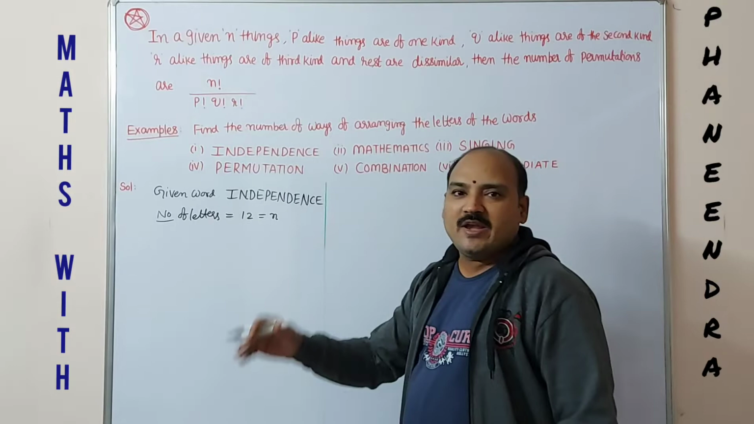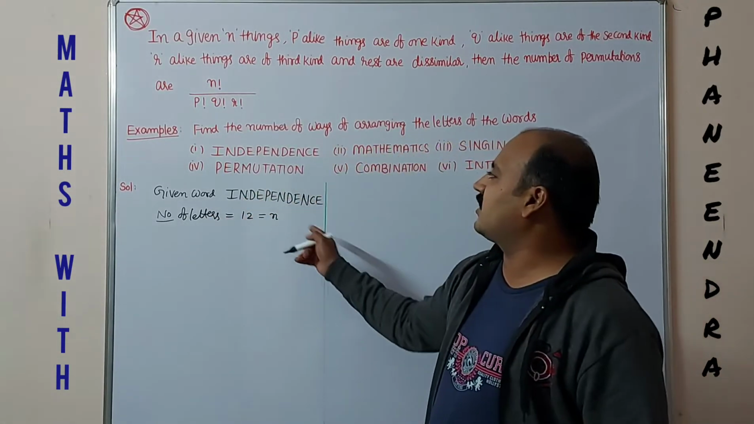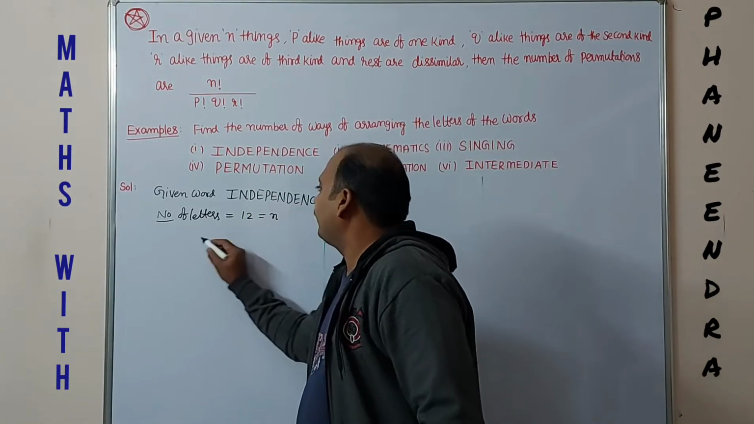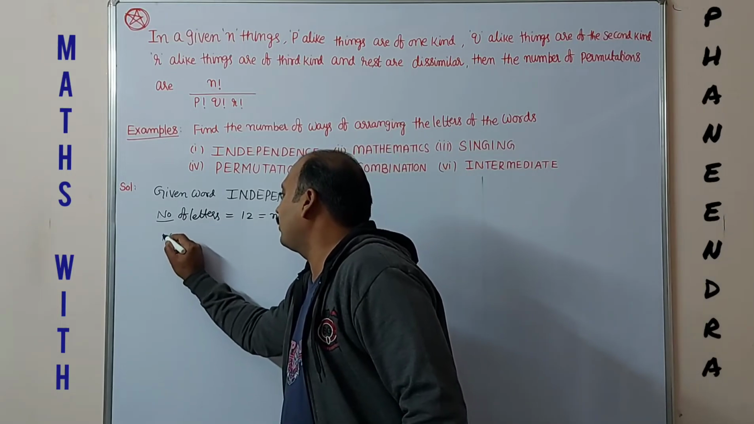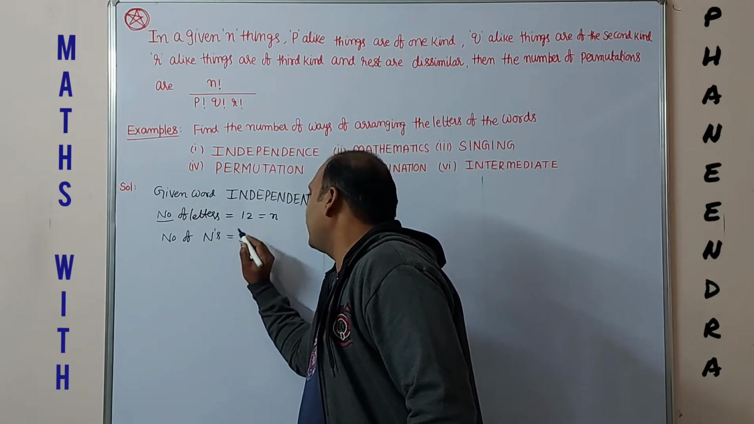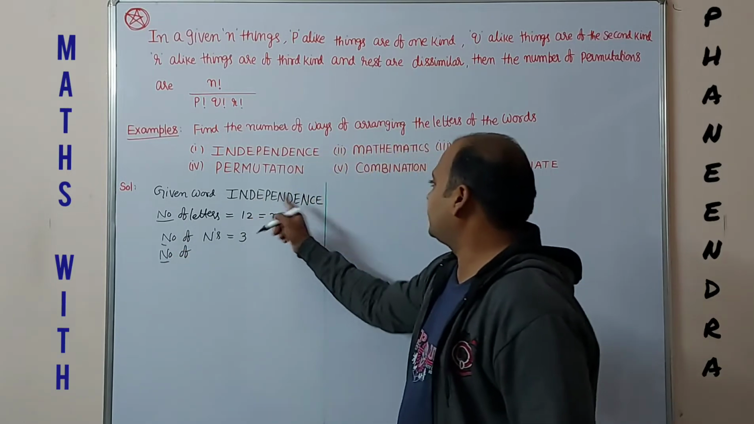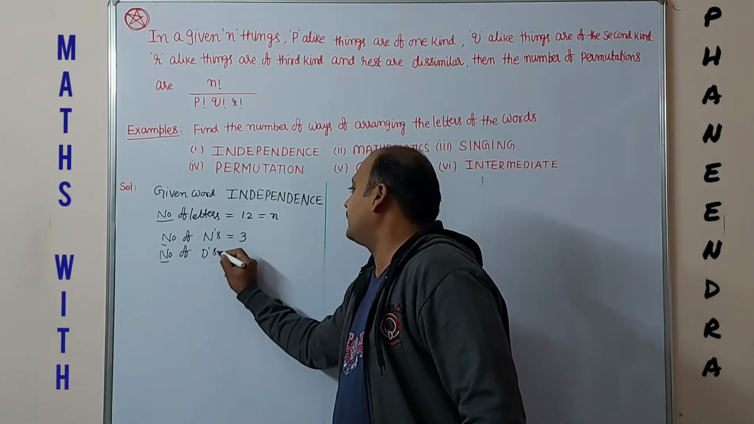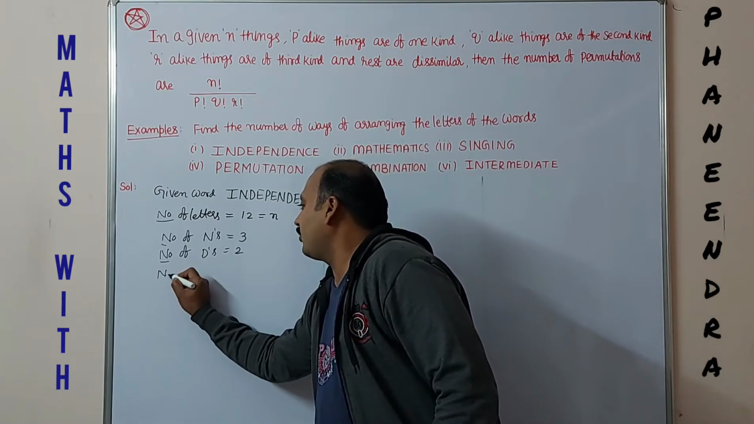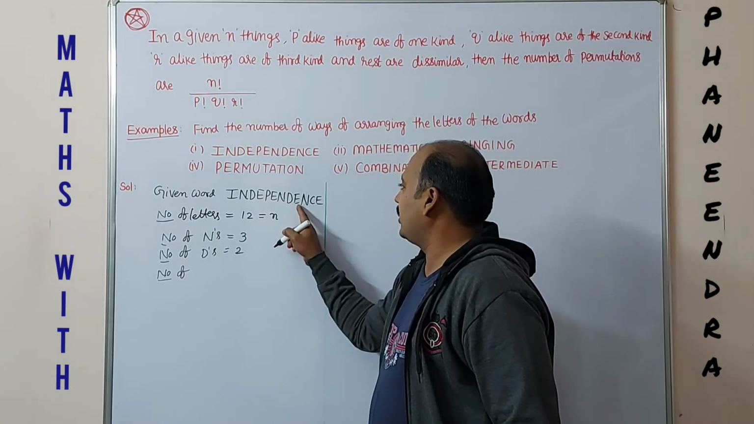Next, how many are alike? First we will check that. How many I's are there? Only one I is there, you can leave it. How many N's are there? 1, 2, 3. Number of N's is 3. Next, number of D's: 1, 2. Number of E's: 1, 2, 3, 4.